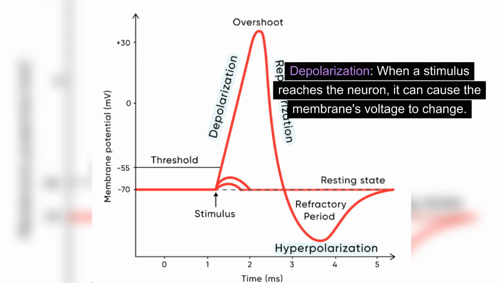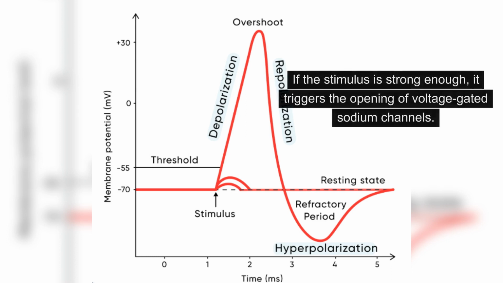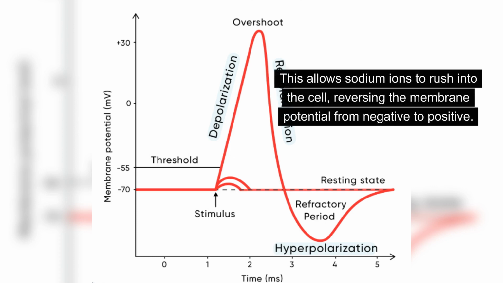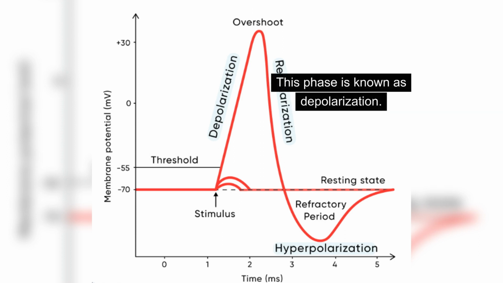Depolarization. When a stimulus reaches the neuron, it can cause the membrane's voltage to change. If the stimulus is strong enough, it triggers the opening of voltage-gated sodium channels. This allows sodium ions to rush into the cell, reversing the membrane potential from negative to positive. This phase is known as depolarization.